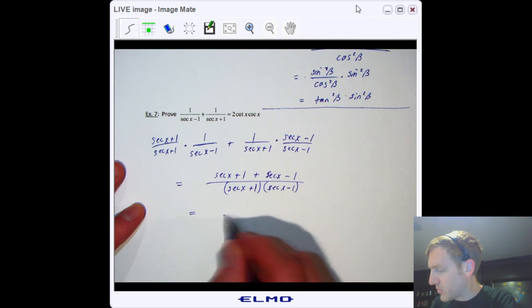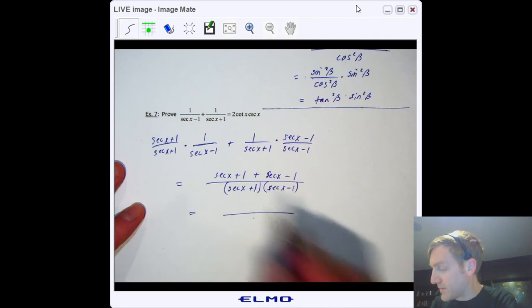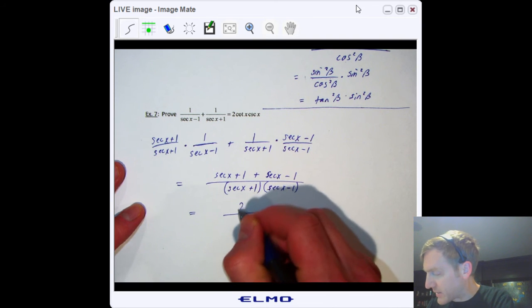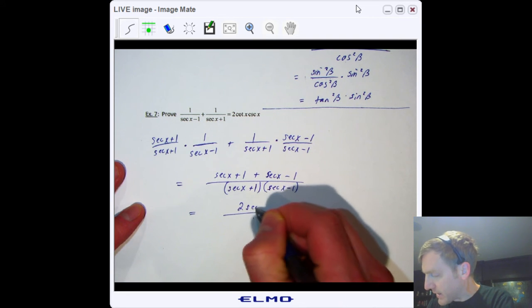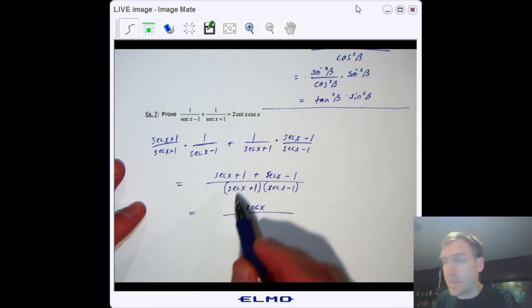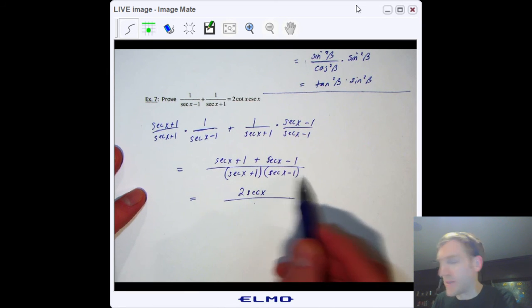All right, so simplify that. 1 minus 1 is 0. Secant x plus secant x is 2 secant x, okay? Now my denominator, I have secant x plus 1 times secant x minus 1.